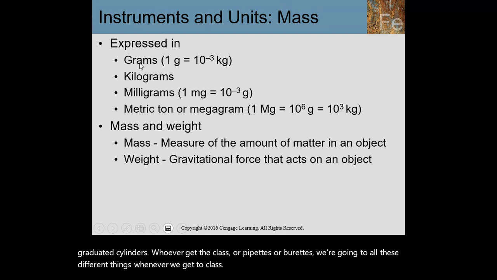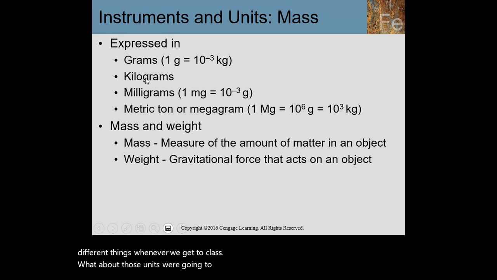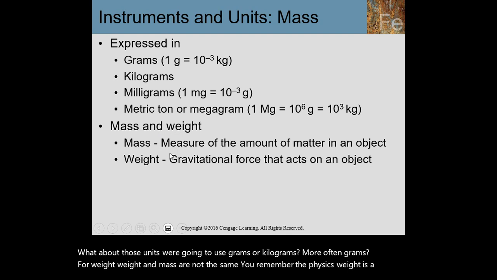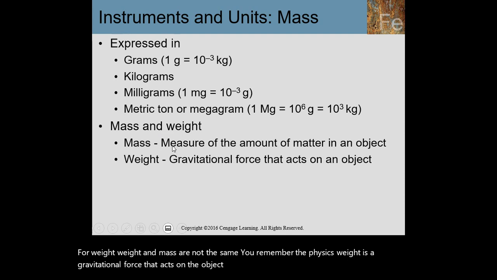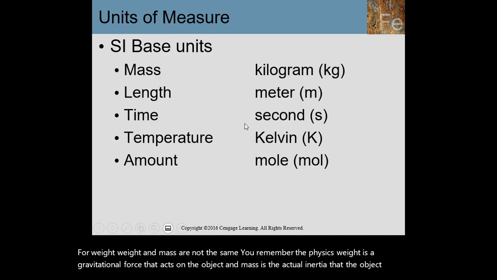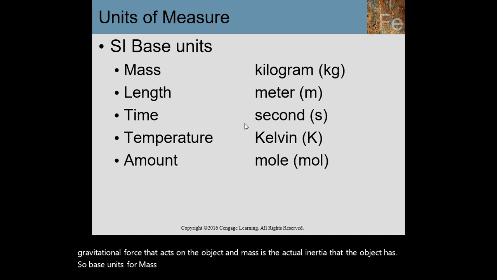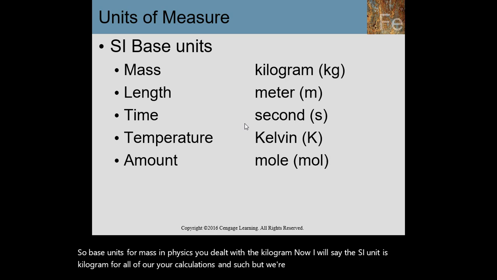What about mass units? Well, we're going to use grams or kilograms, more often grams. Weight and mass are not the same. You remember that from physics. Weight is a gravitational force that acts on the object, and mass is the actual inertia that the object has. So, base units. For mass, in physics, you dealt with the kilogram. Now, I will say the SI unit is kilogram for all of your calculations, but we're going to be using the gram more than anything else.